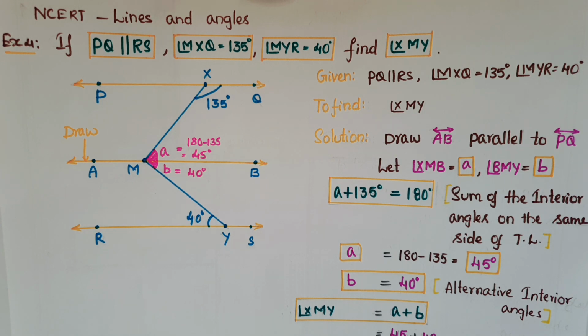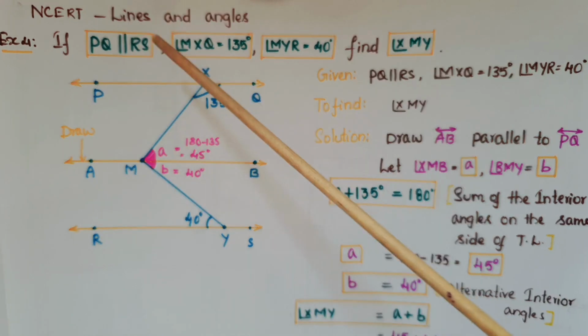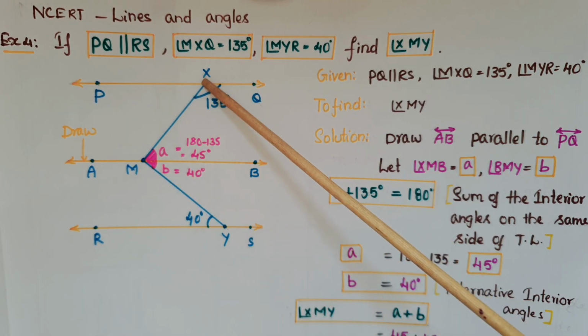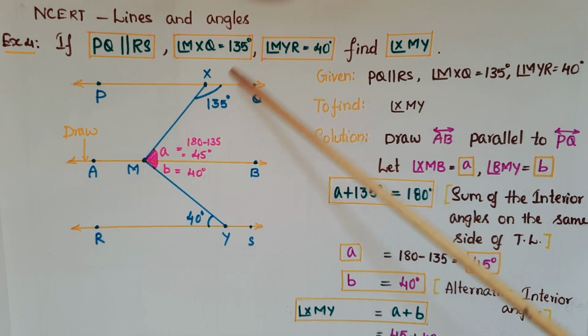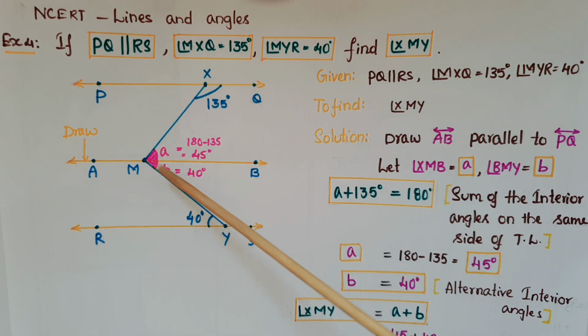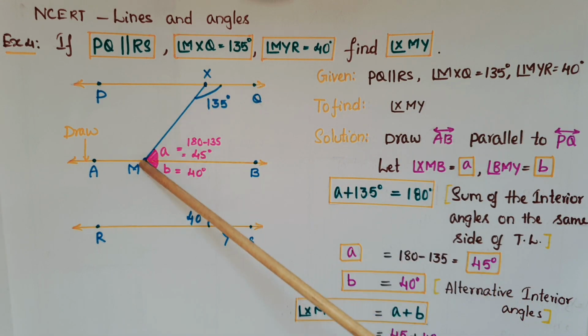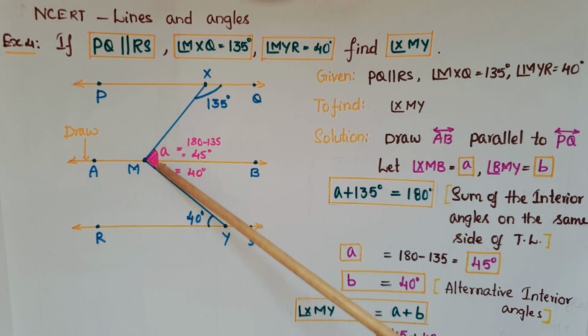So this is example 4. If PQ is parallel to RS, angle MXQ is 135 degrees and angle MYR is 40 degrees, then find angle XMY. So angle XMY, we have to find this angle.